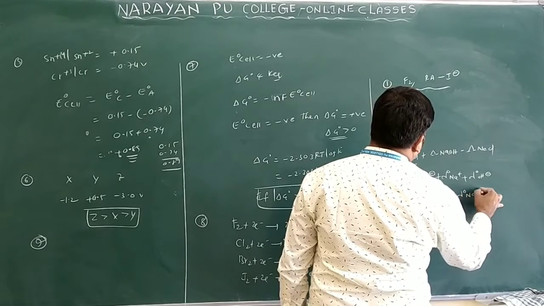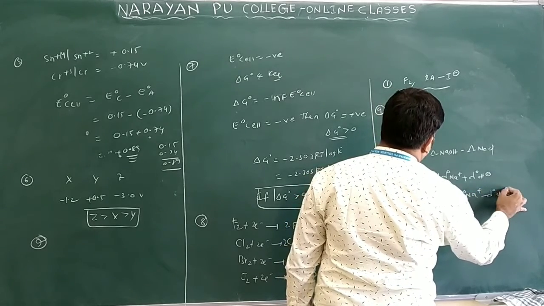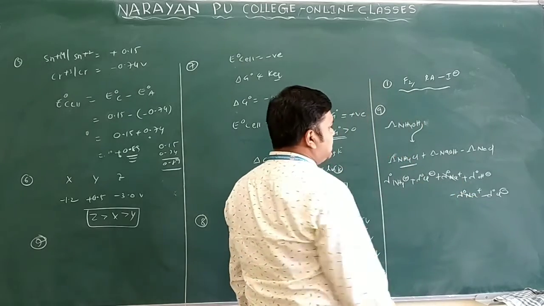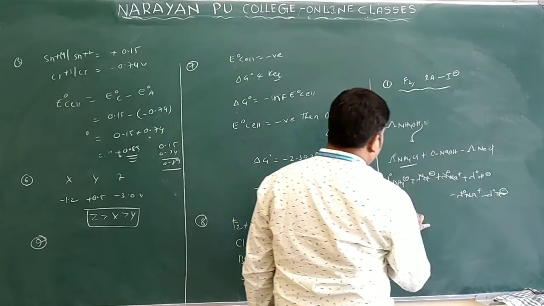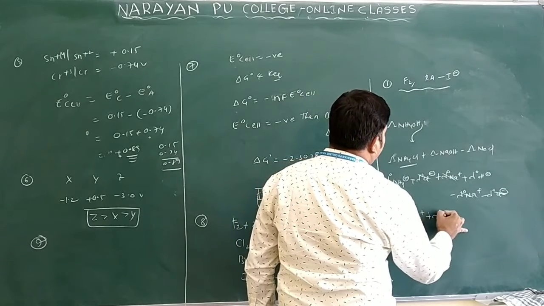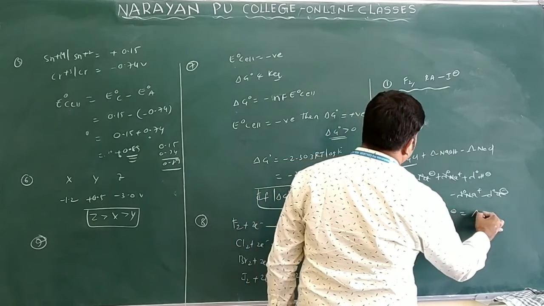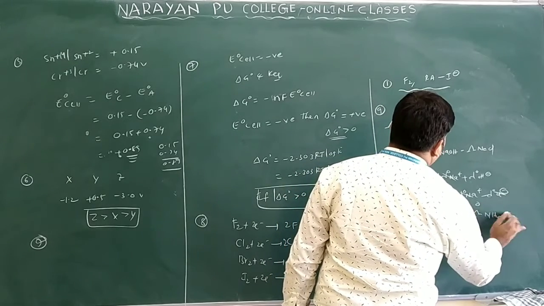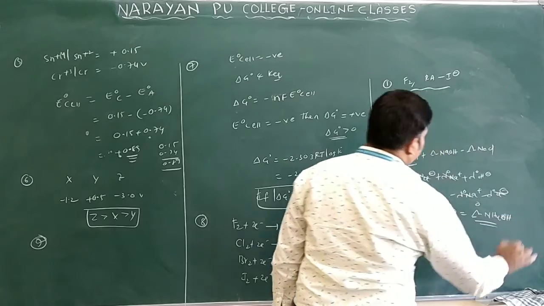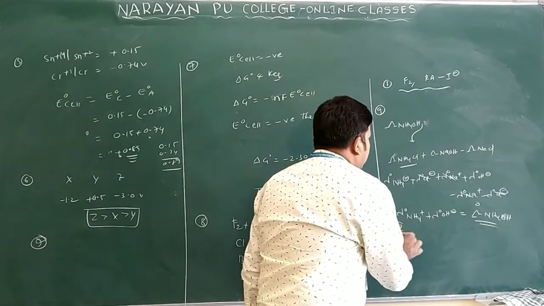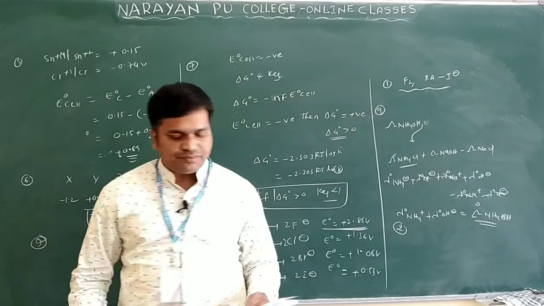This is lambda naught Na plus minus lambda naught Cl minus. What is cancelled? Lambda naught Na plus cancels, Cl minus cancels. Then you will get lambda naught NH4 plus lambda naught OH minus. So this is the limiting molar conductivity of which one? NH4OH. So what expression will you take? Option 2 is the right answer for this question.